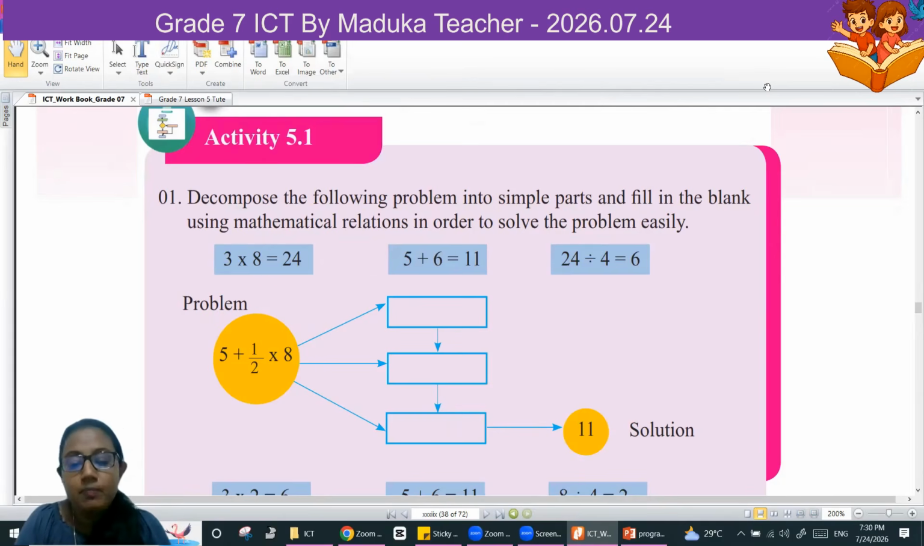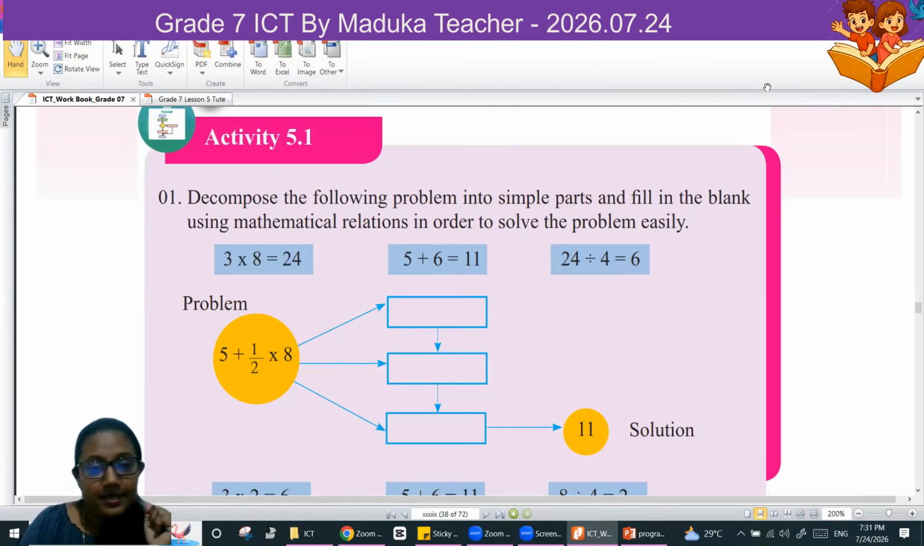Decompose the following problem into simple parts and fill in the blanks using mathematical relations in order to solve the problem easily. Here you can see a mathematical problem. Then you have to decompose it into small sub problems and finally you have to take the answer. You have the sub problems also. You have the answers for sub problems also. What we have to do is make them in the correct order.